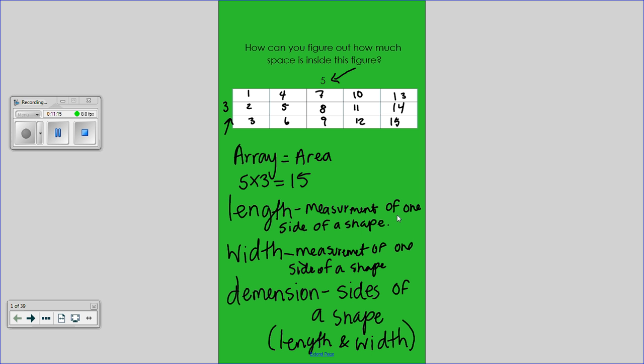All right. Are we good with these definitions? Yes. All right. Let's flip back to our example. Next to the 5 that you should have labeled, I want you to write an L. L for length. And then next to the 3, I want you to write a W. W for width. Now, could I switch those? Could I say 5 is the width and 3 is the length?